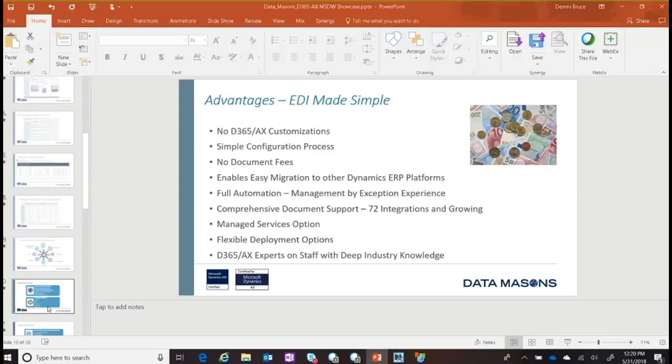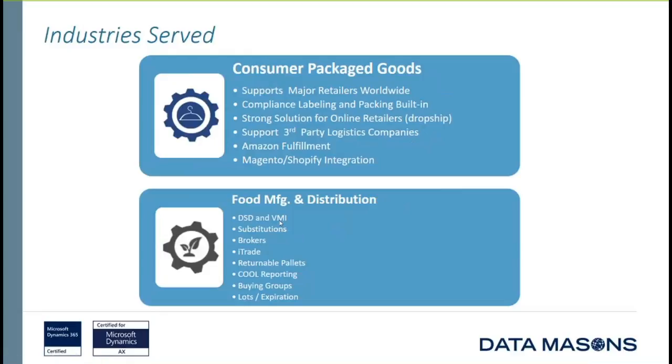Just real quickly, we talked about industries. Some of the main industries that we support, both from a functionality perspective, a transaction perspective, and a personnel perspective: consumer packaged goods, which EDI is huge in, and we do strong there. We have labeling, a strong solution for drop ships, third-party logistics support, Amazon, whether it's FBA or just Amazon warehouse. The Magento and Shopify integration, we can do that. Food companies: direct store delivery, vendor managed inventory, substitution brokers. We do CHEP, 856 support, iTrade support.